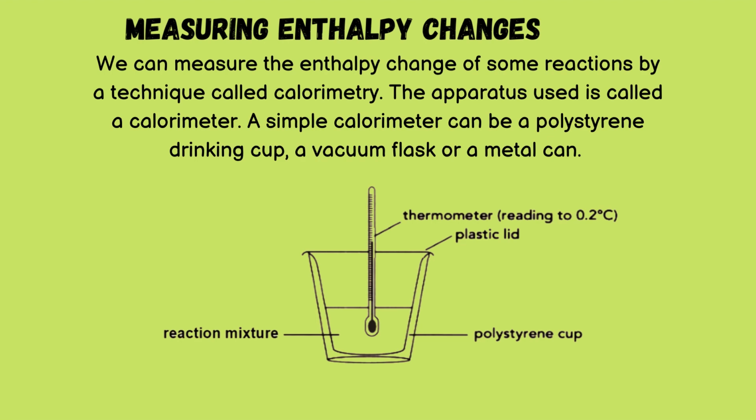How to measure enthalpy changes? We can measure the enthalpy change of some reactions by a technique called calorimetry. The apparatus used is called a calorimeter. A simple calorimeter can be a polystyrene drinking cup, a vacuum flask, or a metal can. As you can see here, this figure represents a calorimeter.